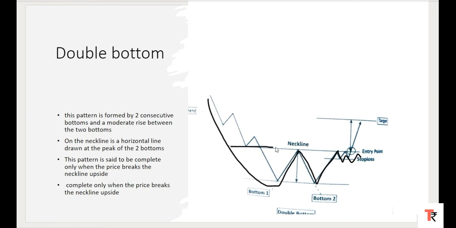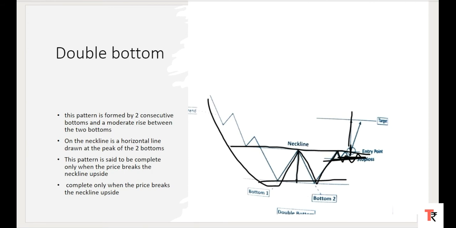You can draw a neckline, that is the top of the two bottoms. So that would be the neckline here. You can take a long entry after the price breaks this neckline, and again you can keep a stop loss at the low of the consolidation level, and you can wait for the target between these two. So this will be the target on the upside. So this is again a bullish reversal pattern, and it is formed at the bottom of the charts.